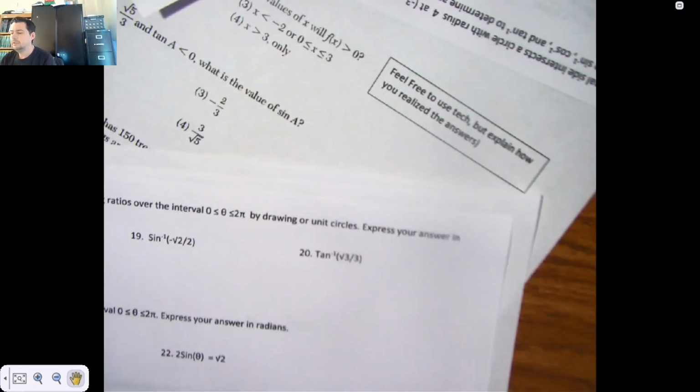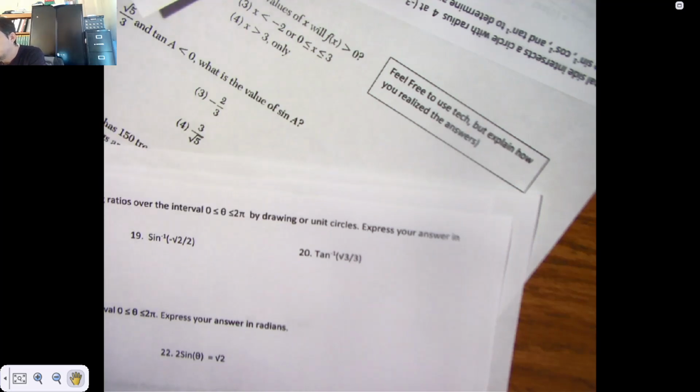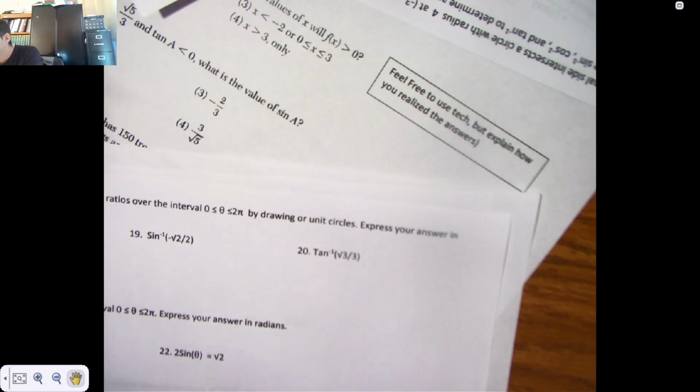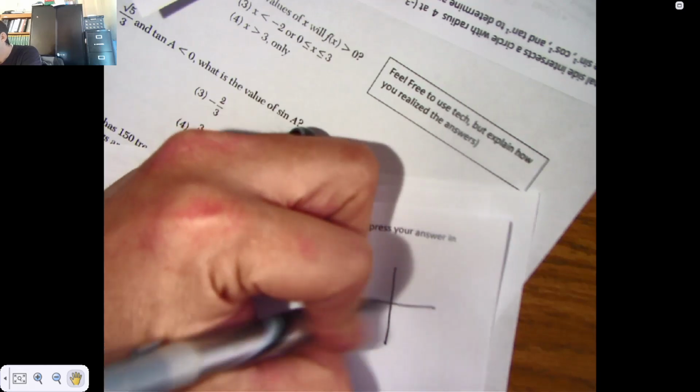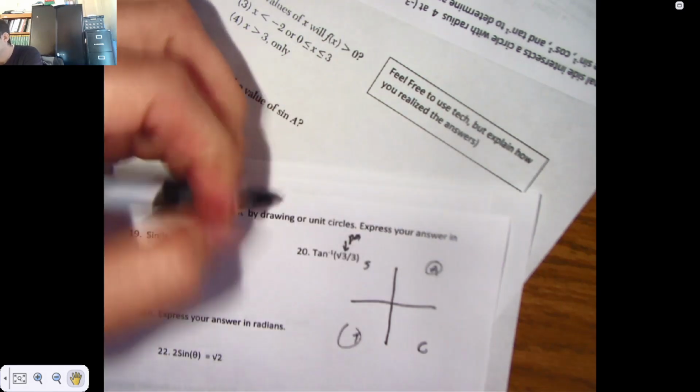Let's do 20. Arctangent of root 3 over 3, it says by drawing or unit circles. And you can push buttons in a calculator on a test. This is understanding trig right here. And it's everything on the interval from 0 to 2 pi. This ratio is positive. So ASTC is kicking in. Here, here. That's where I draw.